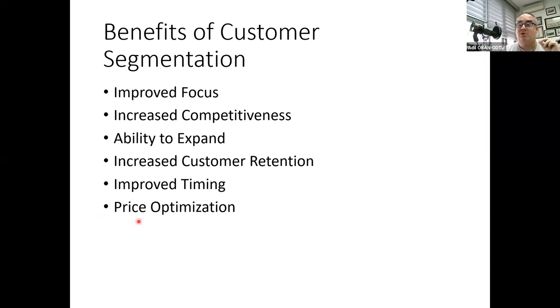And you may also, if you understand them well, you have an idea about what their budget is, how much it costs to make this, how much they are willing to pay. So you may also optimize on price to maximize your profits. So these are some of the benefits of customer segmentation.